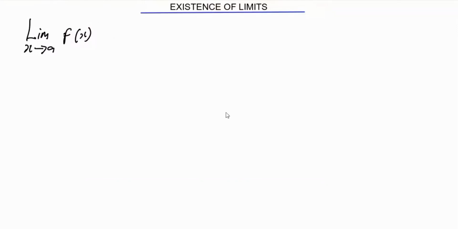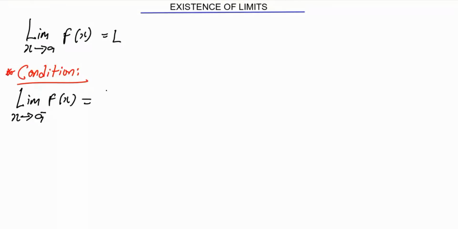Now, what is the condition for a limit to exist? This is just one condition you need to take note of. The condition is this: the limit as x approaches a from the left must be equal to the limit of that function as x approaches a from the right. Once you are able to establish that this and this are equal, then the limit exists. You'll be confused: how do we evaluate this?